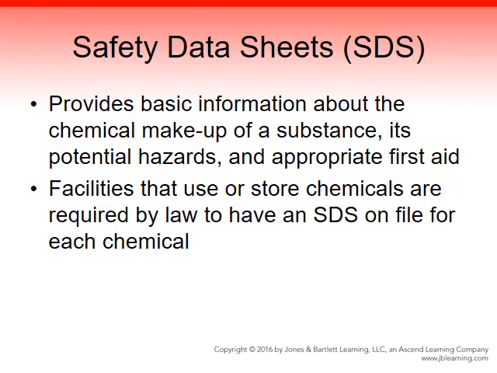Other sources of information. Safety Data Sheet, which used to be called the MSDS, or Material Safety Data Sheet. This provides basic information about the chemical makeup of a substance, its potential hazards, and appropriate first aid treatment. Facilities that use or store the chemicals are required by law to have this sheet on file for each chemical.